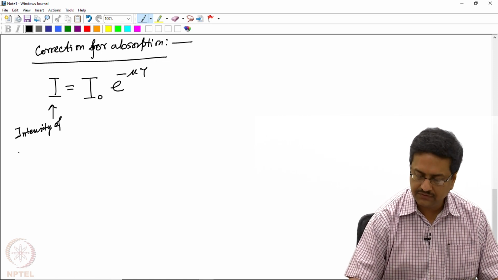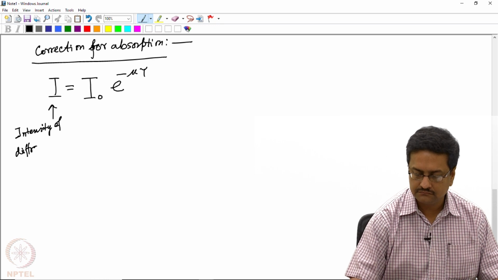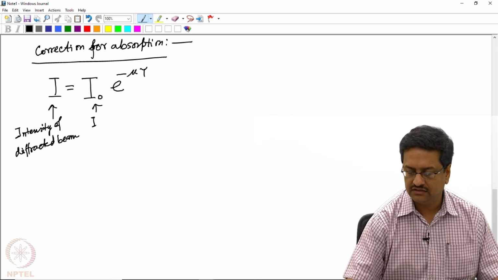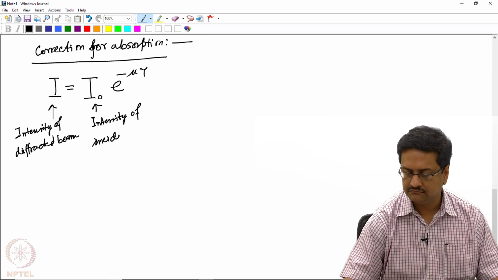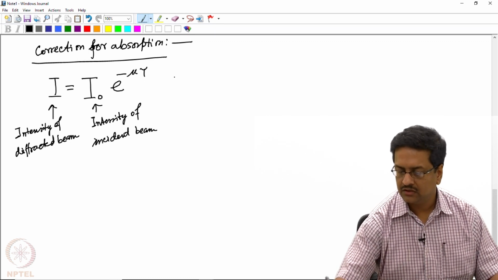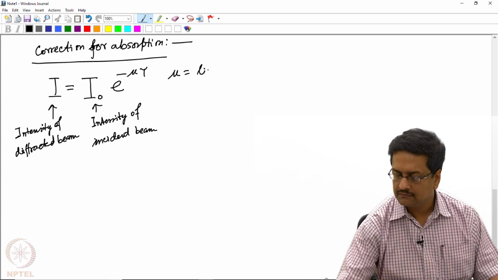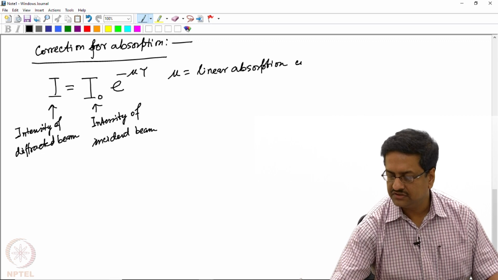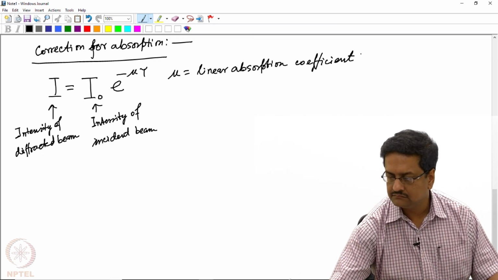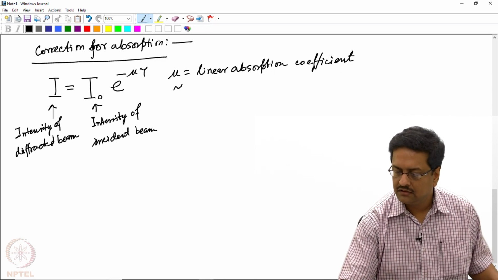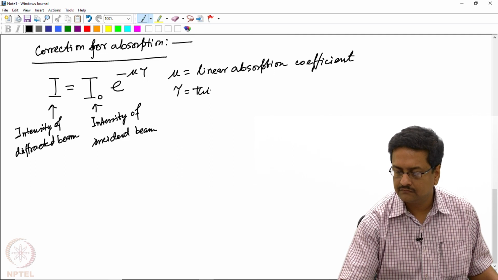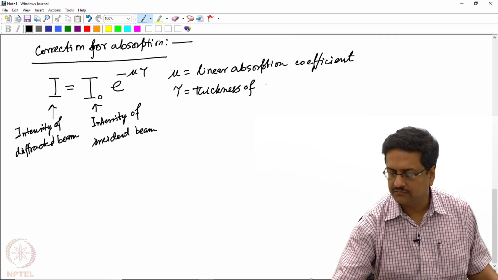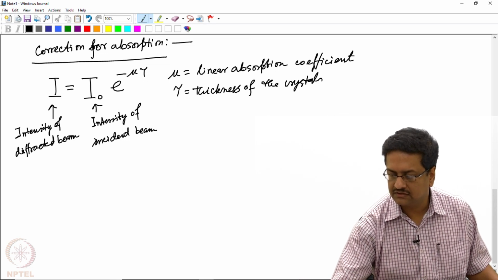where I is the intensity of the diffracted beam, I0 is the intensity of the incident beam, mu is the linear absorption coefficient, and tau is the thickness of the crystal.